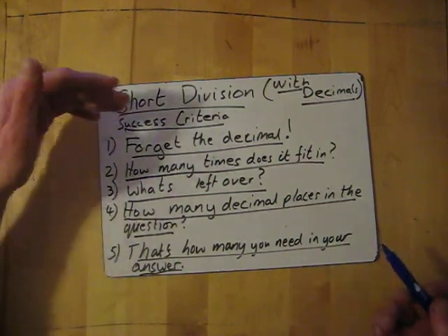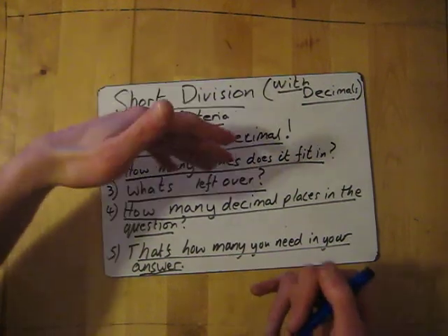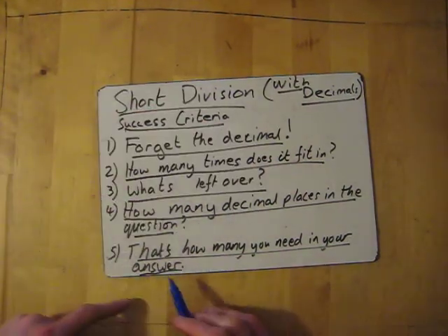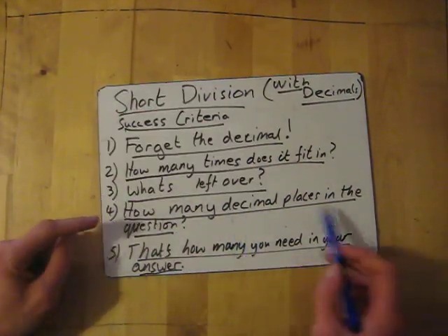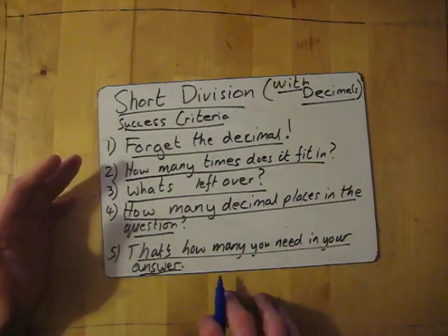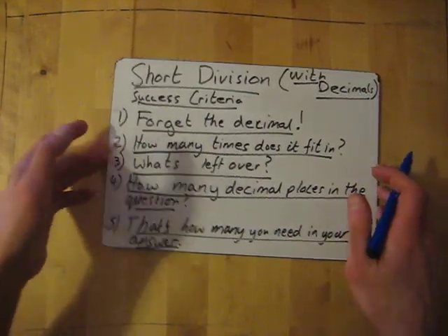So that's it. Forget the decimal, do the short division, how many times does it fit in, what's left over. And then look at how many decimal places are in the question, and that's how many you need in your answer. So let's have a go at a couple, so you can see exactly what I mean.